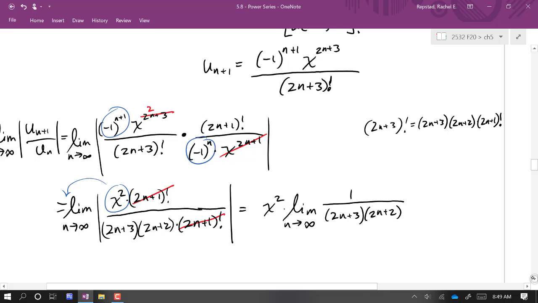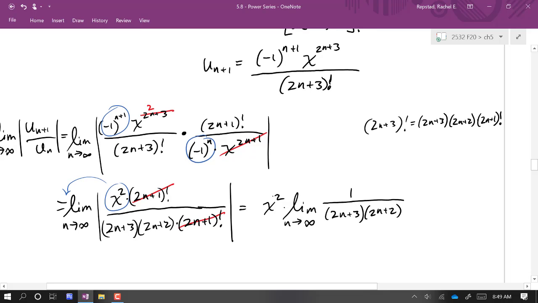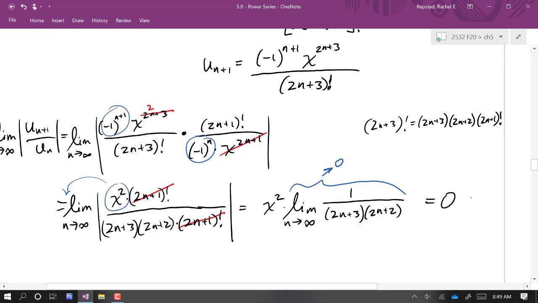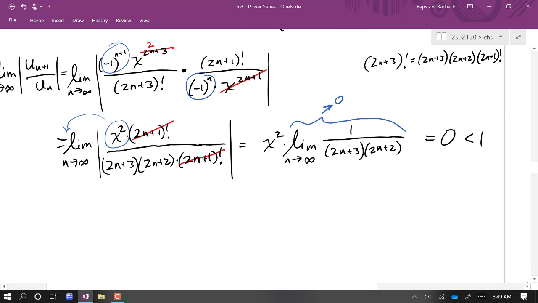So let's see what's going on. x is some fixed value. x squared is just some fixed value. So what we want to do is focus on this here. And this limit, as n gets huge, this goes to 0. And then I take that 0 and I multiply it by whatever x squared is. It's still going to be 0, though, in the end. So this limit is 0, which is less than 1. The limit is always less than 1 for any fixed value of x.